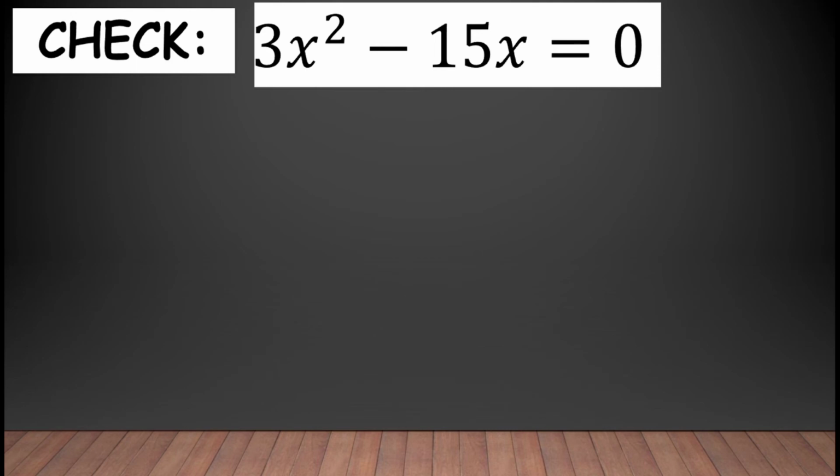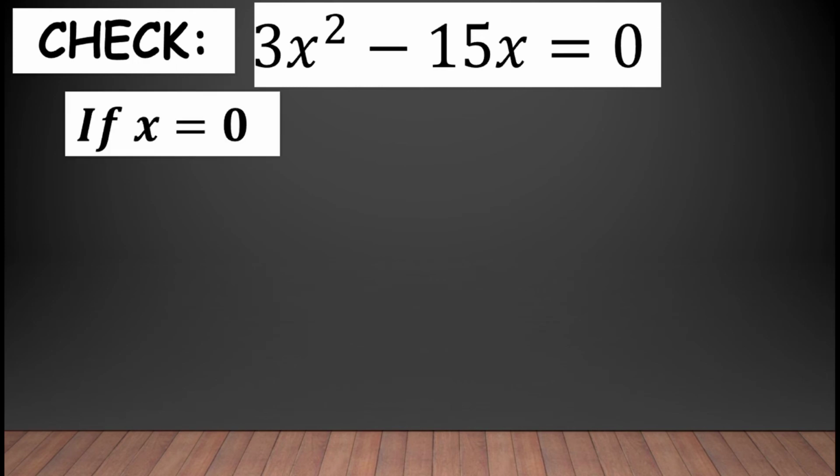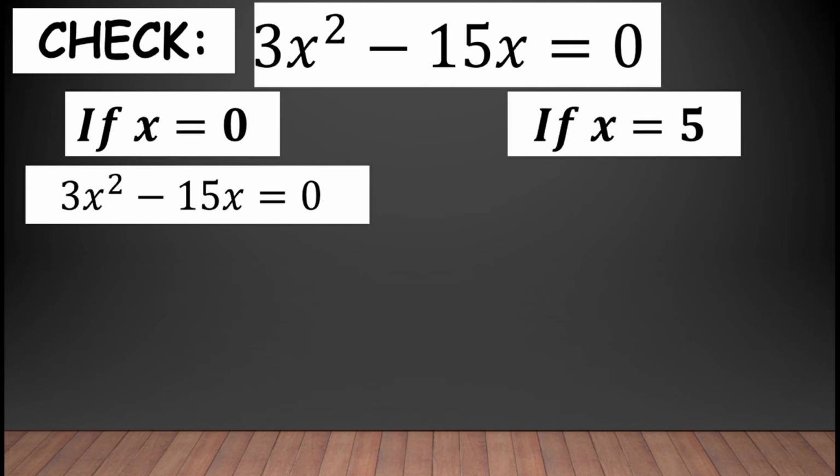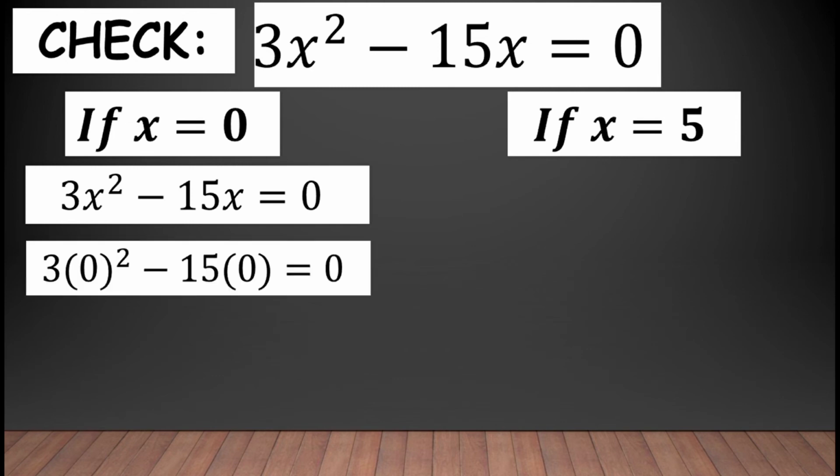Again, in checking, utilize the original equation, 3x squared minus 15x equals 0, and substitute the values obtained earlier, x equals 0 and x equals 5. So if x is equal to 0, substitute this into 3x squared minus 15x equals 0.